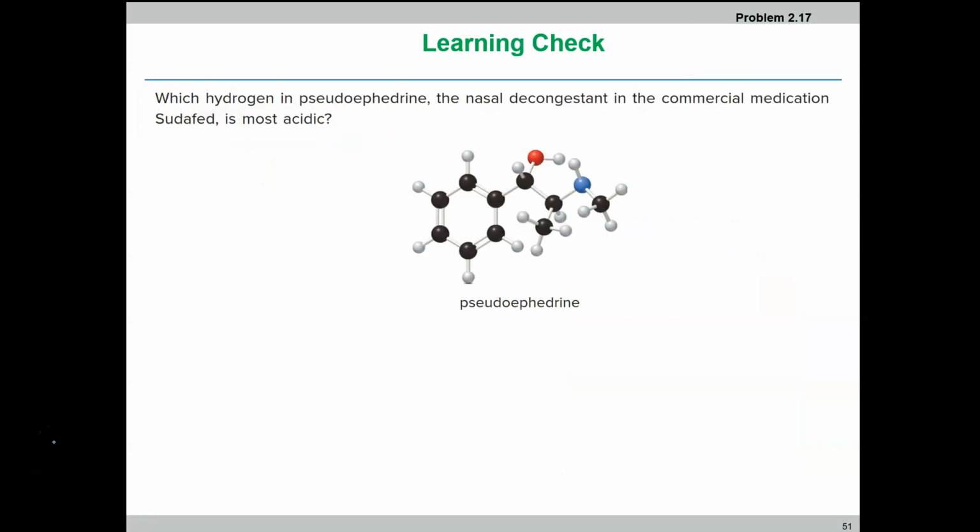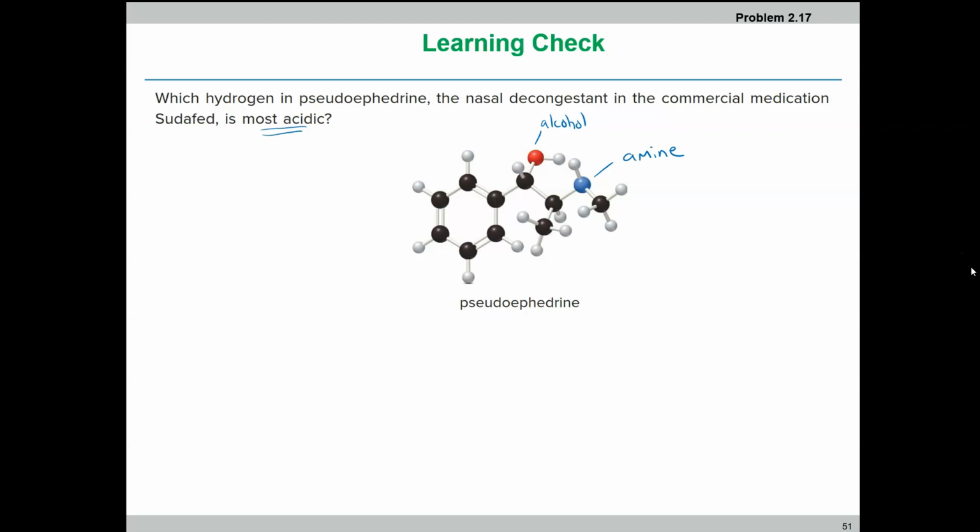We can start using these concepts of pKa and acidity and basicity to understand some of the chemistry that's happening with more complex compounds. So this is an example of a nasal decongestant, pseudoephedrine, and we have some different functional groups in here, and hopefully you can see where those are. Typically, just as a convention, blue atoms are nitrogen and red atoms are oxygen. So here we have an alcohol group, and then here's an amine.